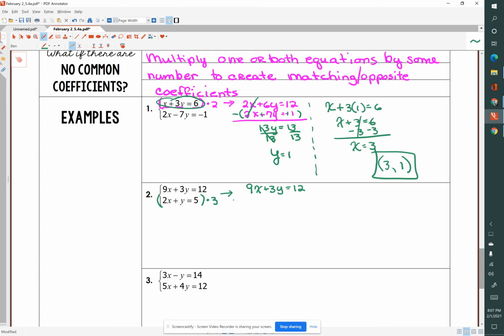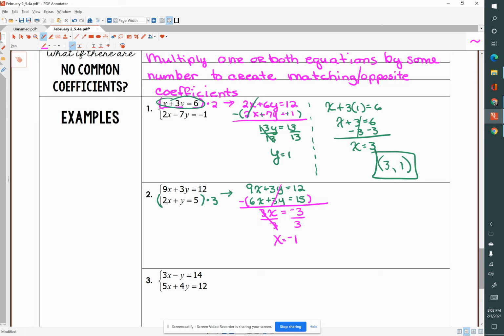And the second one, 3 times 2 is 6x. 3 times 1 is 3y. And 5 times 3 is 15. Okay, so I need to subtract this. So 9x minus 6x is 3x. 3y minus 3y cancel. 12 minus 15 is -3. And then I'll divide both sides by 3, and x equals -1.